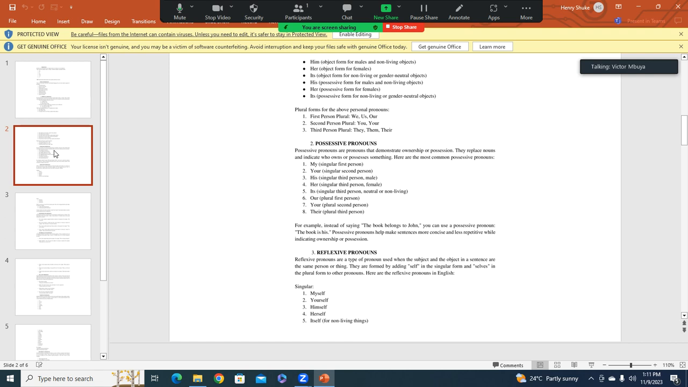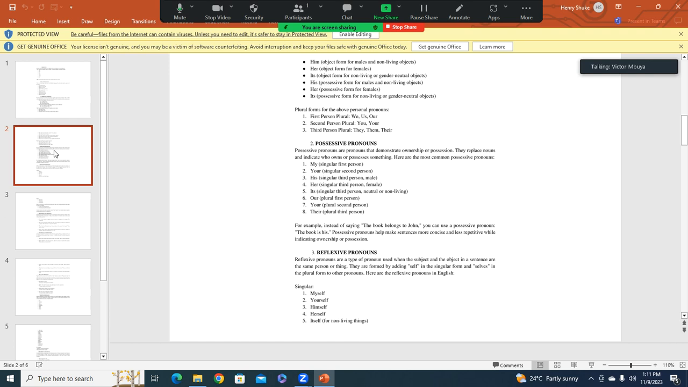Let us look at the second type of pronouns, that is possessive pronouns. So possessive pronouns are pronouns that demonstrate ownership or possession. They replace nouns and indicate who owns or possesses something. Here are the most common possessive pronouns.